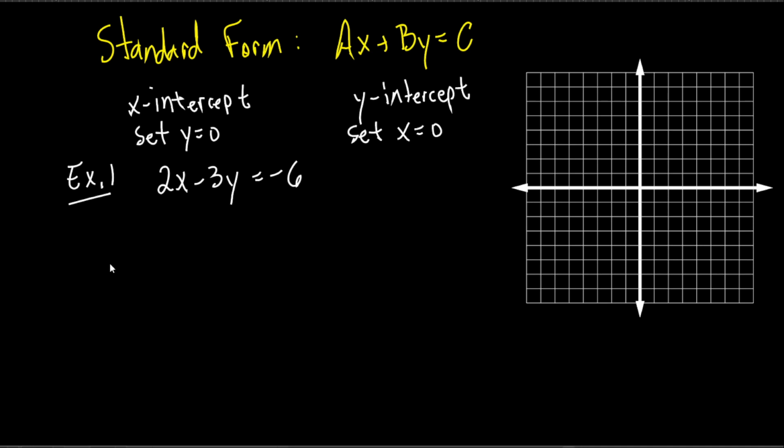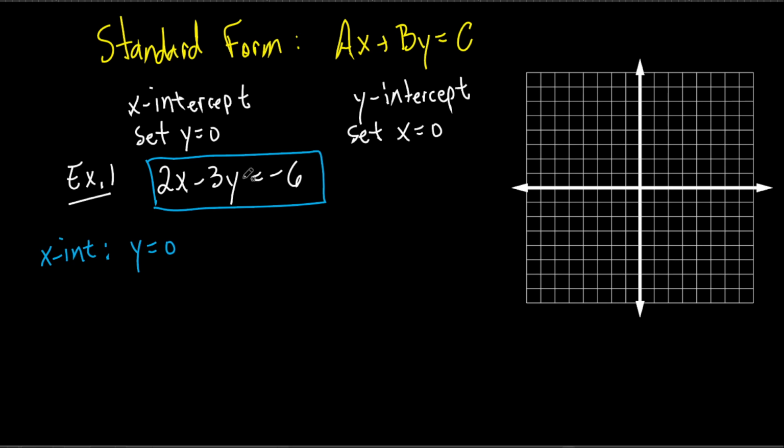So let's do the x-intercept first. Okay, so find the x-intercept. If I find the x-intercept, I set what? Y equal to 0. What does that mean? I'm taking this equation right here, this thing that they gave us. So what am I going to replace? Wherever there's a y, I'm going to put in a 0.